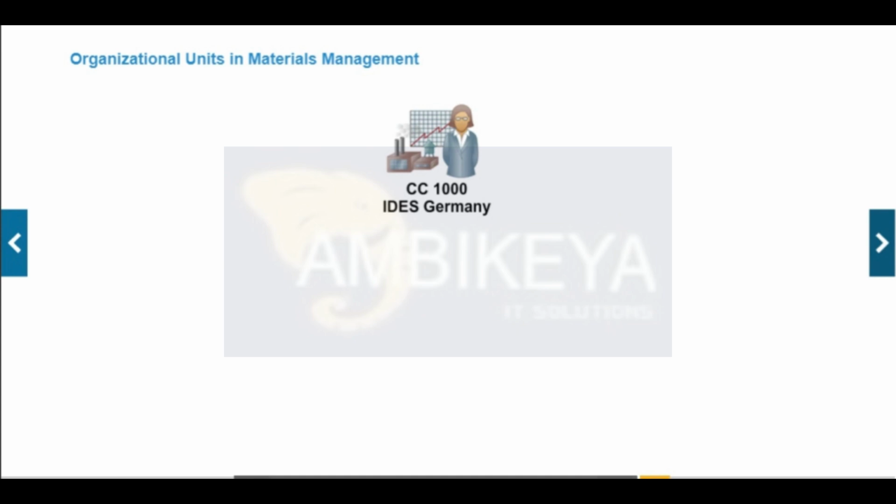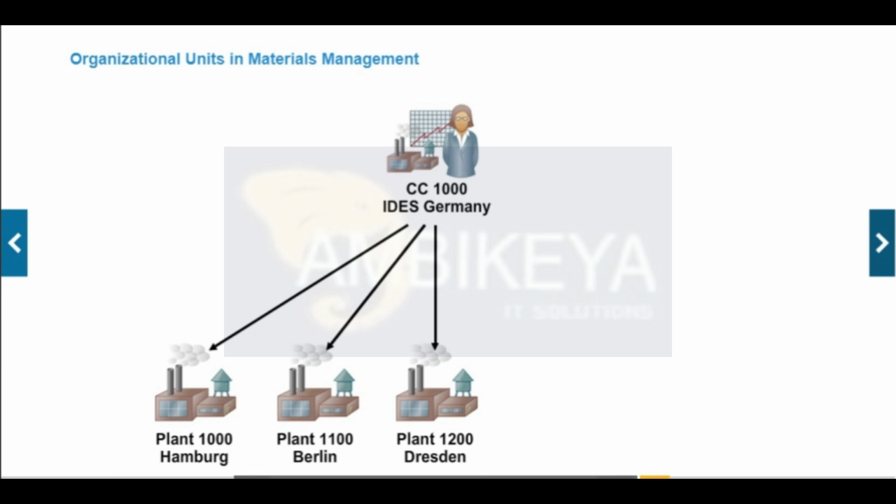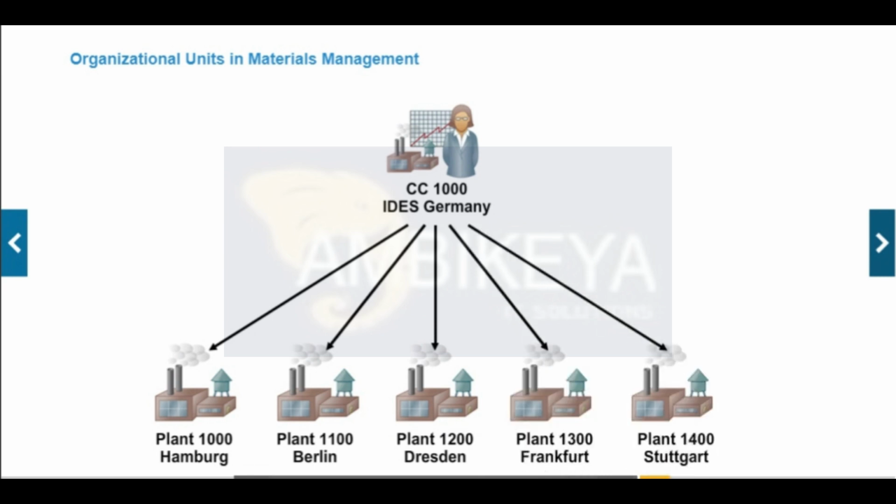Some of the plants included in IDES Company Code 1000 Germany are 1000 Hamburg, 1100 Berlin, 1200 Dresden, 1300 Frankfurt, and 1400 Stuttgart. All company code relevant transactions from these plants are posted in company code 1000 because these plants are assigned to company code 1000.